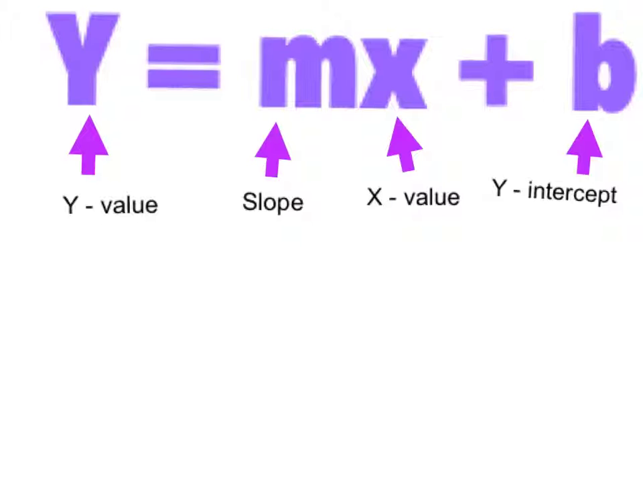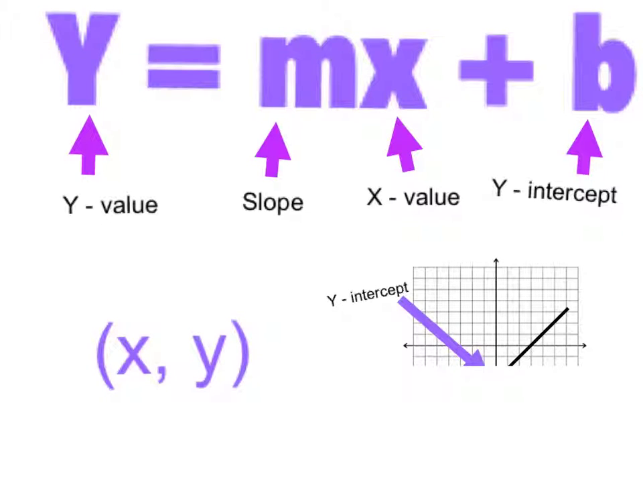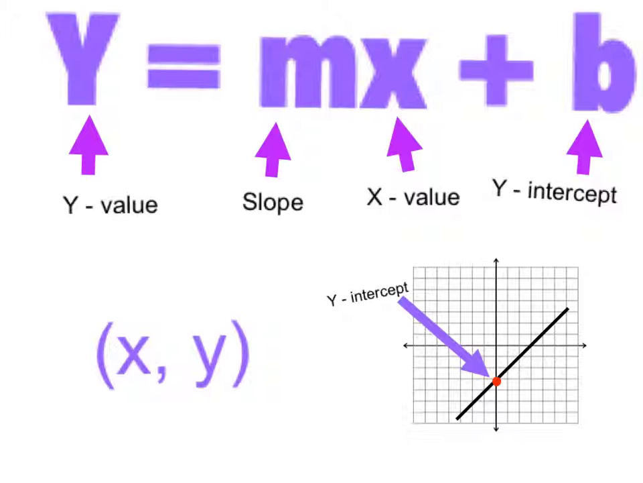Okay, the slope-intercept form equation is y equals mx plus b. The x and the y value in this equation represent the x and the y in an ordered pair. The m represents the slope of a line. B stands for the y-intercept. The y-intercept is where a line intercepts with the y-axis.